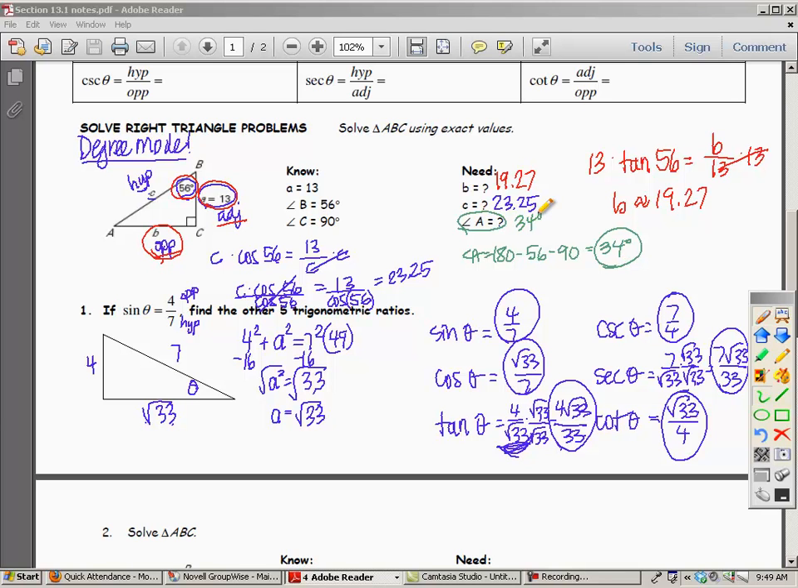This is the type of work we're going to ask you to do in this section. One, write ratios. Two, actually find angles, find side lengths, things like that. Okay? All right, let's flip the page.